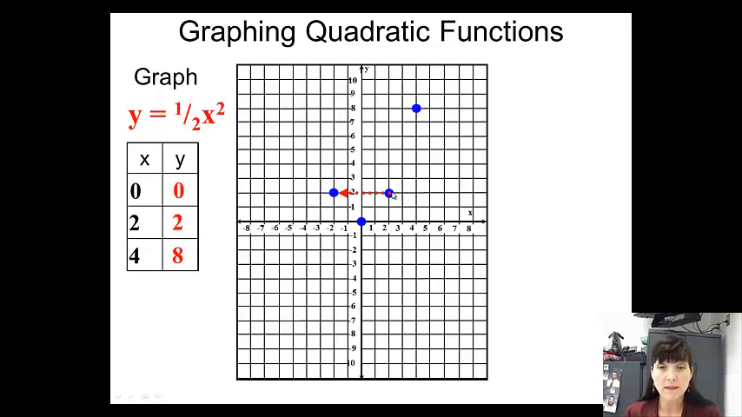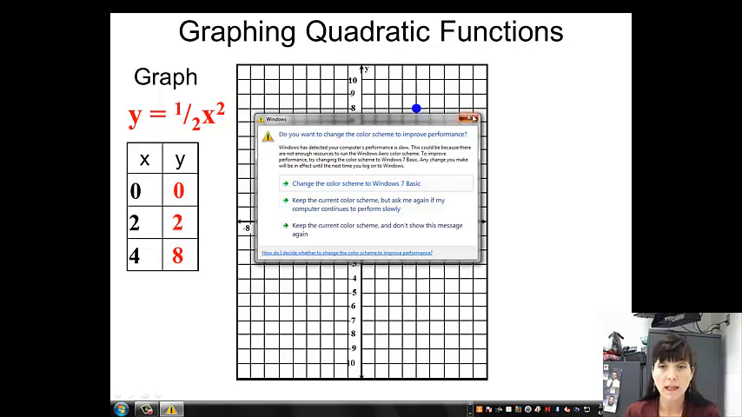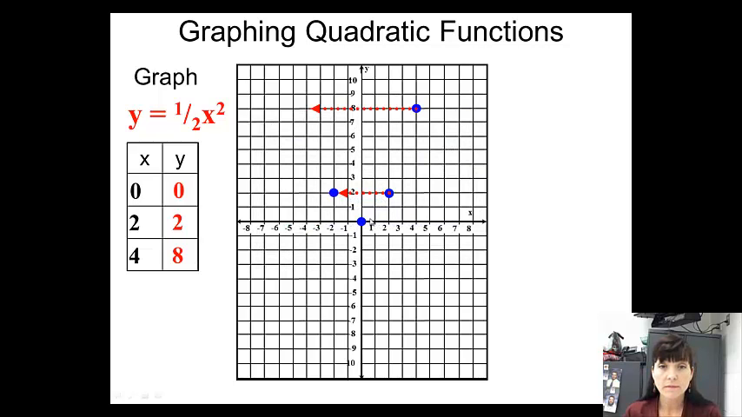So it was on +2 here, it's on -2 directly across. It was on +4 here, it's going to be on -4 here. And now we connect our dots. Make sure that you do this in a U shape, not in a V, as some students want to do. A parabola is curved, and it should look like that.